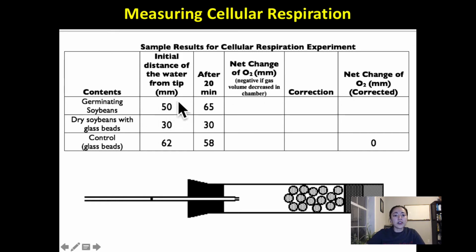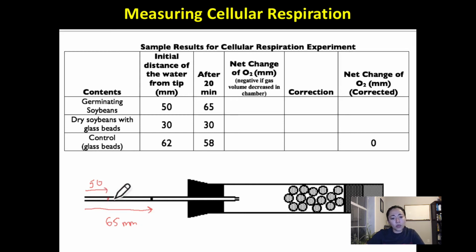Let's say that our initial distance of water traveled from the tip was 50 millimeters. So that means, let's just pretend that the initial distance was here. So this here was 50 millimeters. After 20 minutes, let's say that it went 65 millimeters.